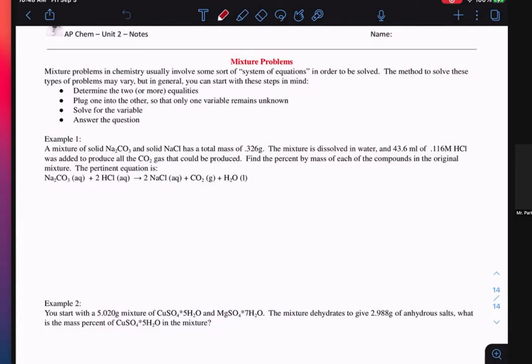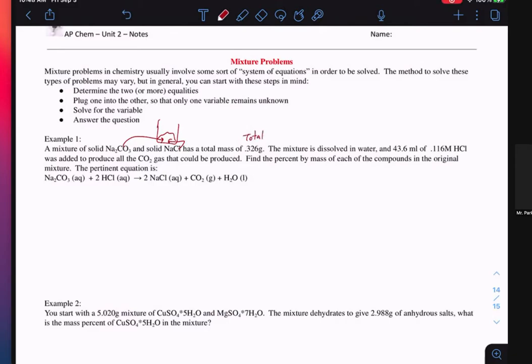All right, so the thing about a mixture problem is it starts just as it sounds, as a mixture of something. So if we look at this first example here, we're told that we have a mixture of solid sodium carbonate and solid NaCl. Both of these are mixed in a sample. We know the total mass is 0.326.